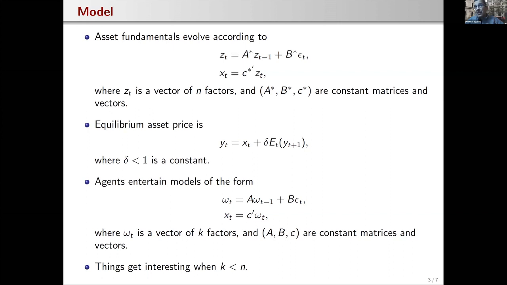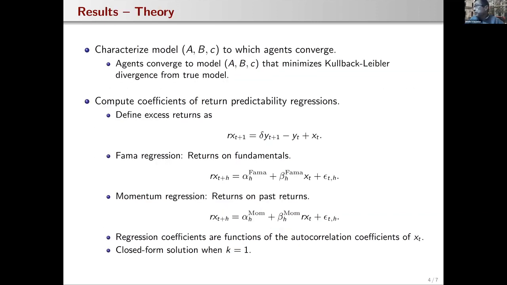Now agents entertain models that have the same general structure, but potentially have a different set of factors. There can be k factors, and as Puya said, things get interesting when k is less than n. So agents cannot entertain as many factors as there are in reality. The results characterize the model to which agents converge, described by A, B, and C, these matrices and this vector. In a nutshell, there is a very elegant characterization: the model minimizes some distance, the Kullback-Leibler divergence, from the true model.